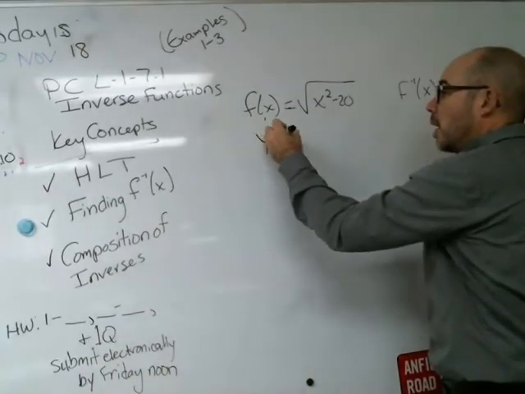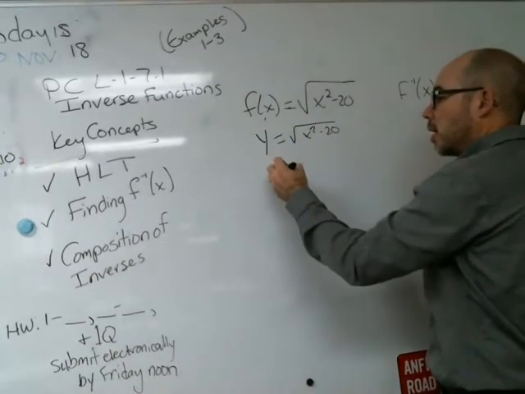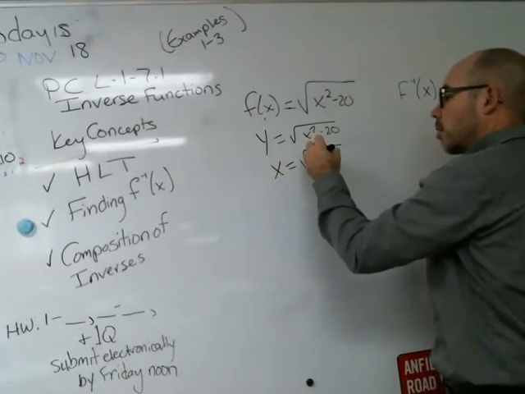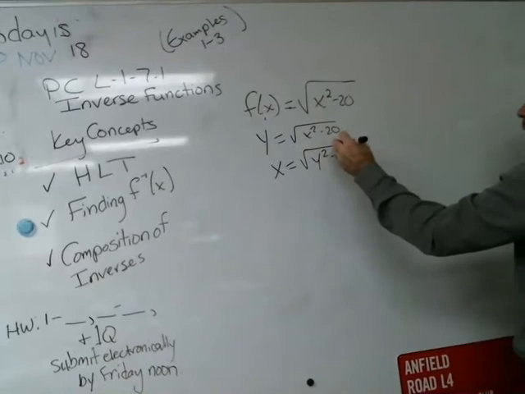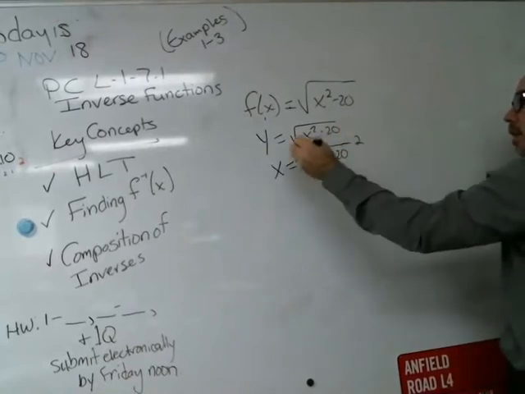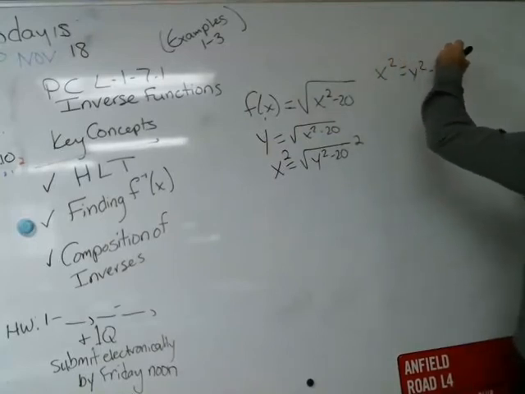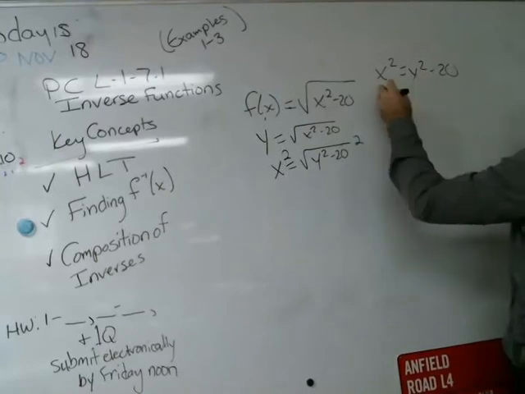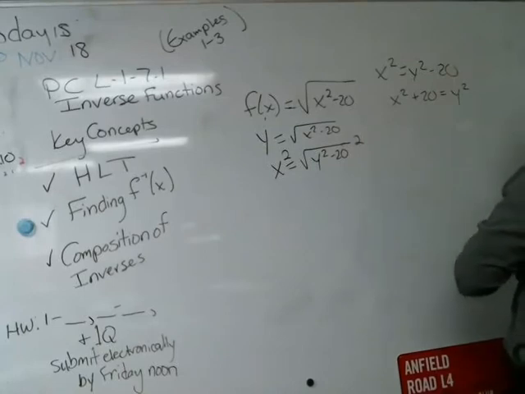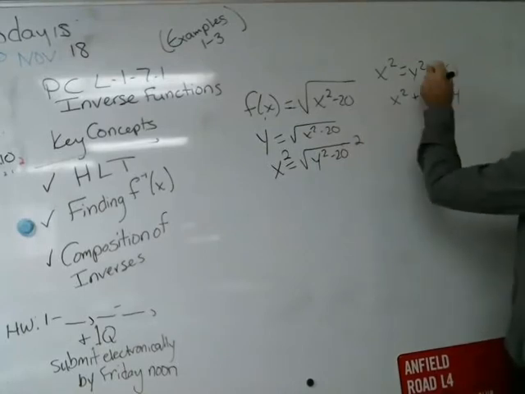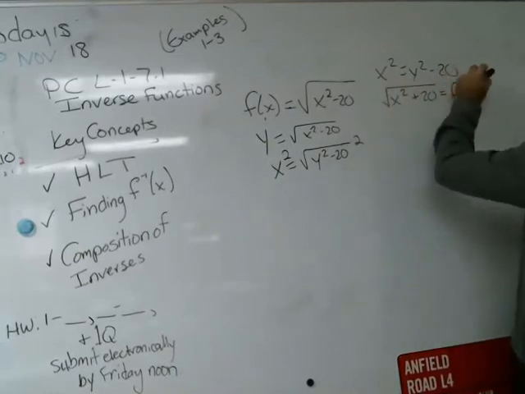Let's see what happens. Y is the square root of x squared minus 20. Switch the x and the y, so x equals the square root of y squared minus 20. I'm going to solve for y, so I'm going to square both sides. X squared will equal y squared minus 20, so I'll get x squared plus 20 equals y squared. And I'll finish it off by taking the square root of both sides. And it is what I thought it would be. There's our inverse, f to the negative 1 of x.